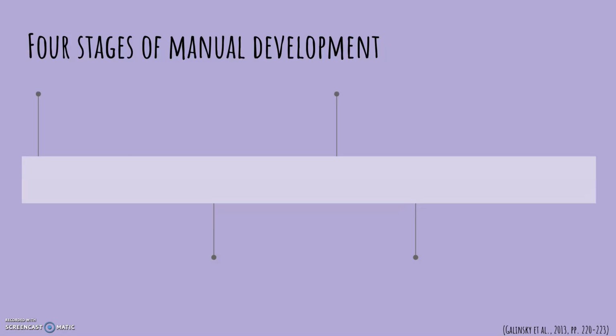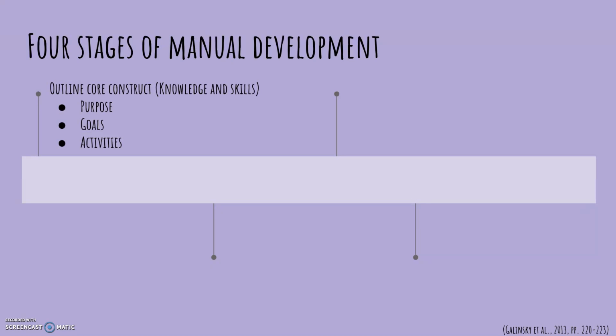There are four main stages in manual development. The first is to outline the core construct, such as the purpose of the manual, the training goals, and what activities will be developed. During stage 2, also known as the revision stage, developers normally review the content and make revisions. The purpose is to sharpen the focus and flow of the content and training material. This is done based on the feedback received from the trainers who have used the manual, people that have participated in the training, and subject matter experts that have reviewed the manual.